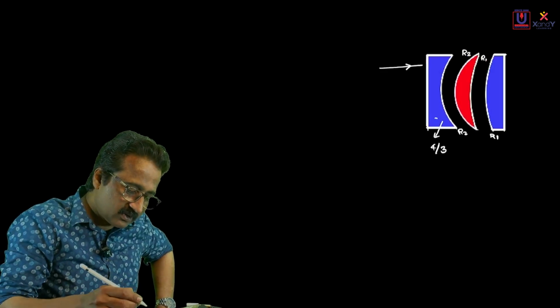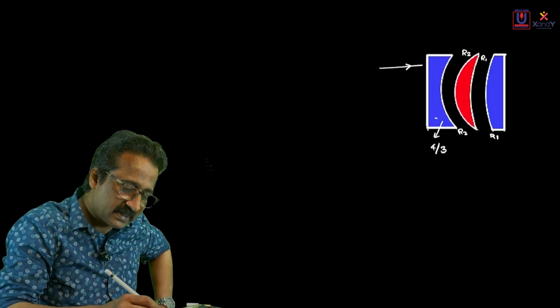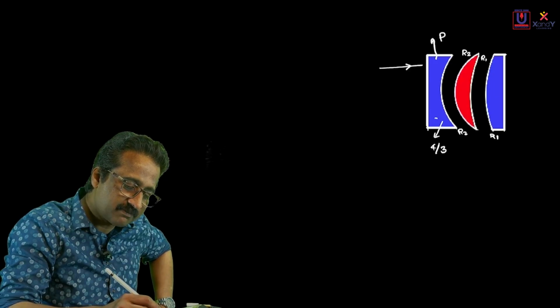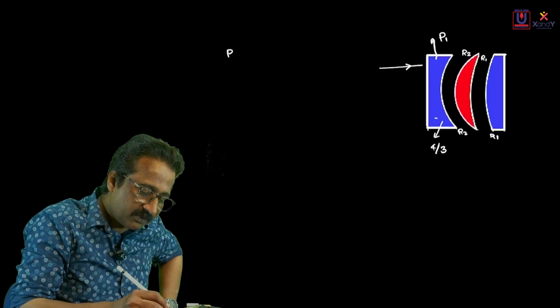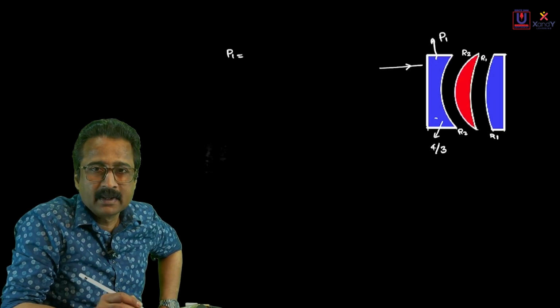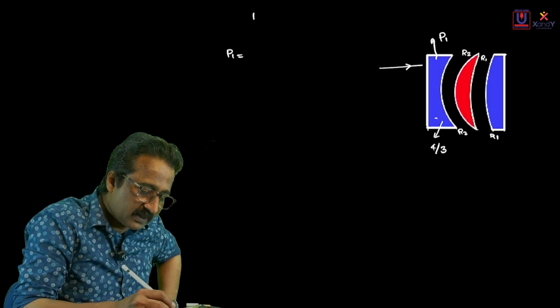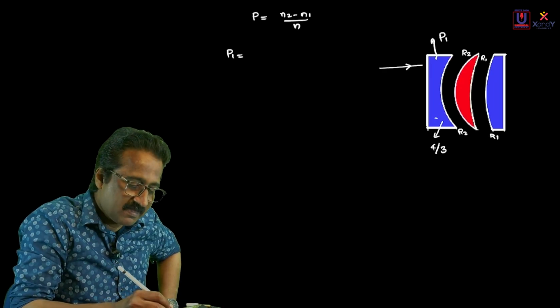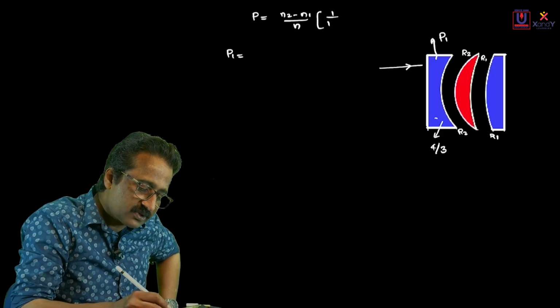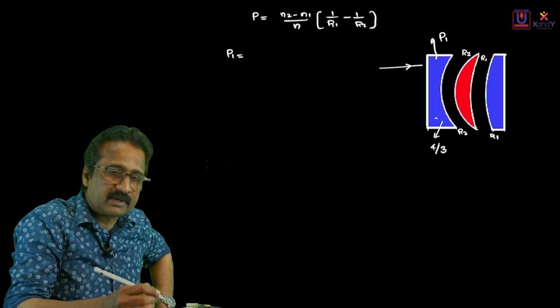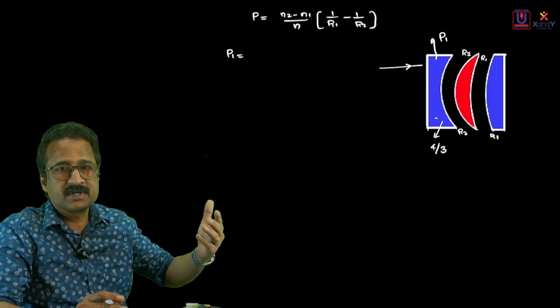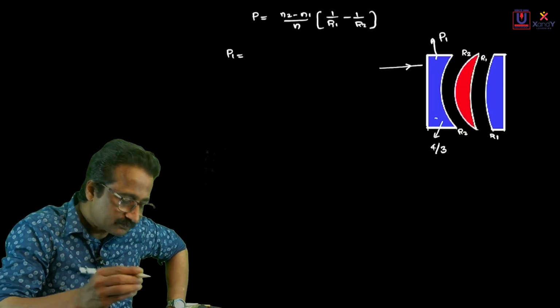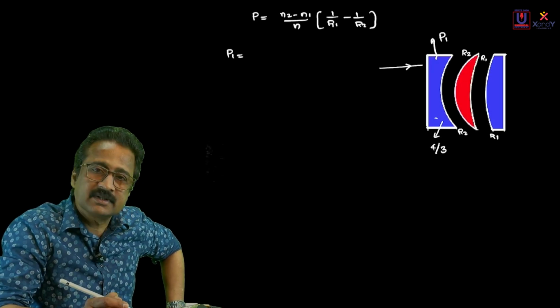Okay, let me begin with the power of the first lens. Let me say the power of this lens is some P1. I'm writing the expression for P1 using the lens maker's formula. I hope you remember the lens maker's formula. According to the lens maker's formula, power is given by (N2 minus N1) divided by N1, that into (1 by first radius minus 1 by second radius). Forget about the names; R1, R2 in the expression stand for first radius and second radius. Remember.